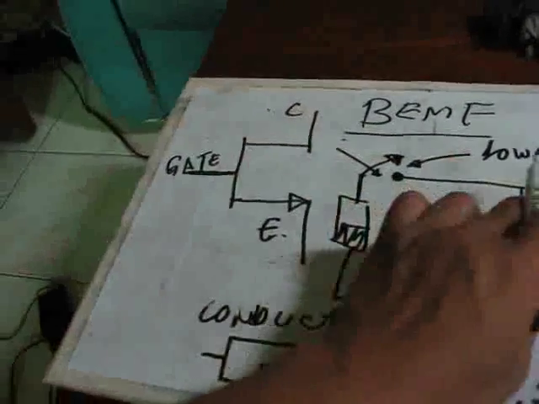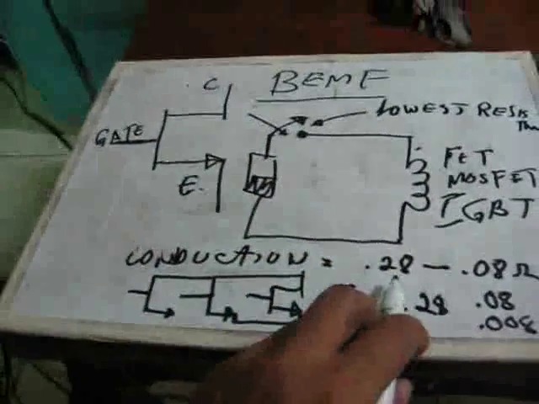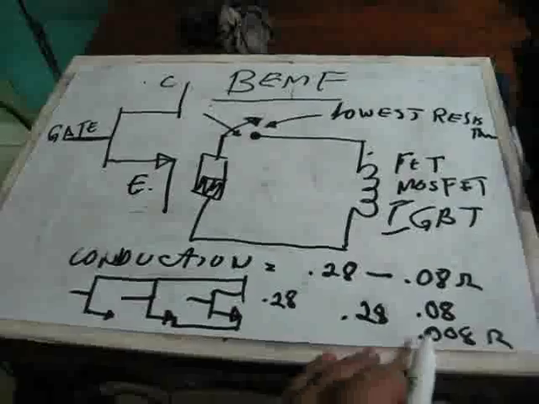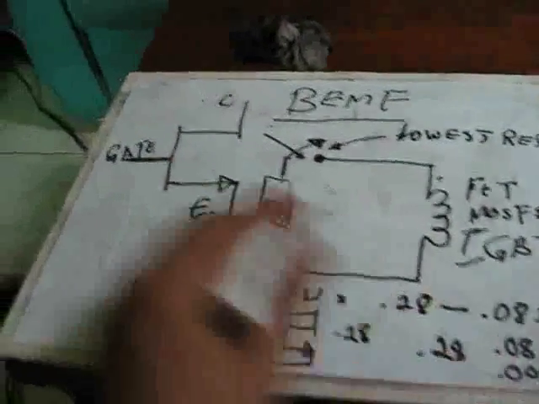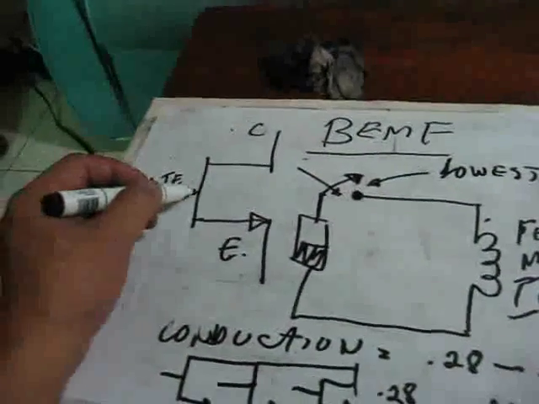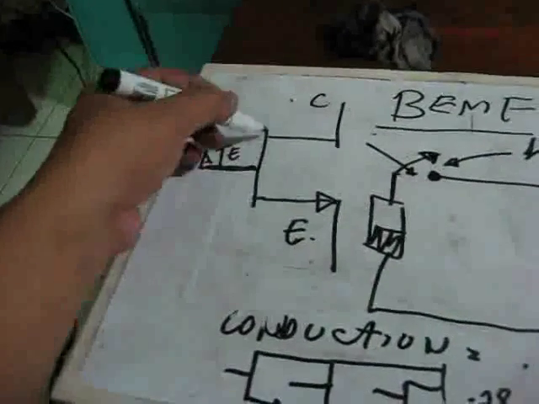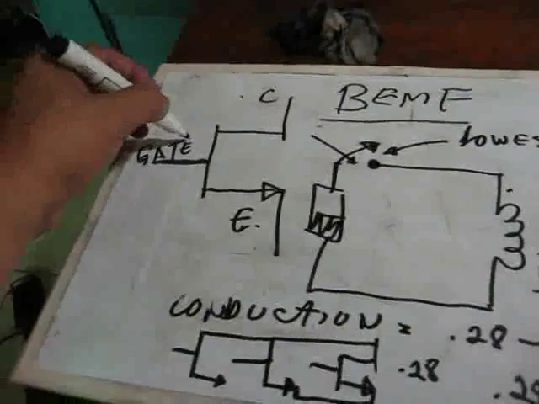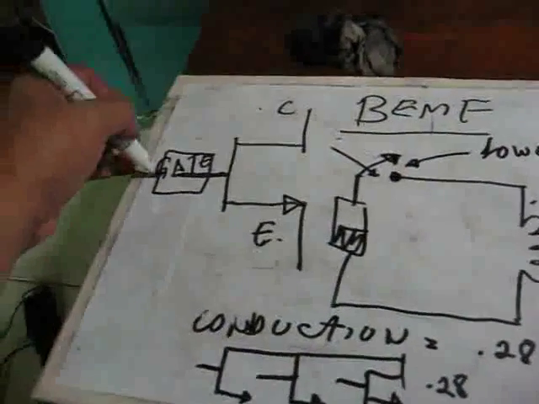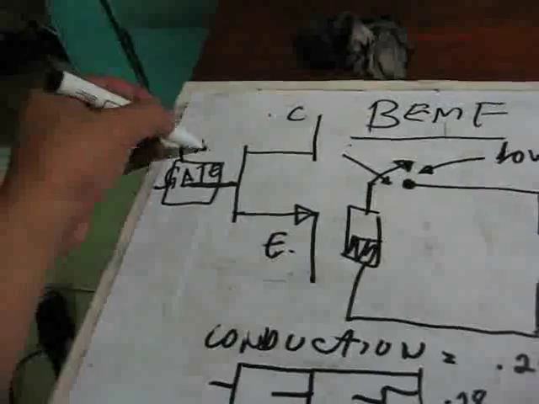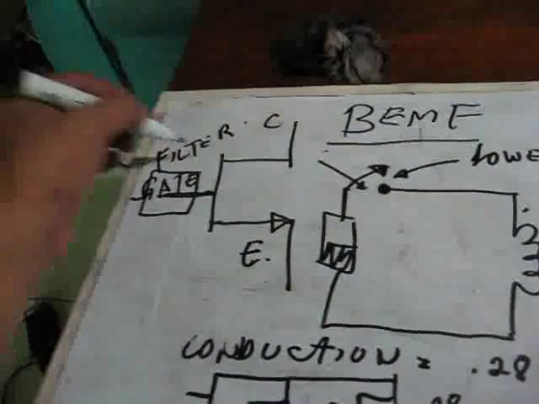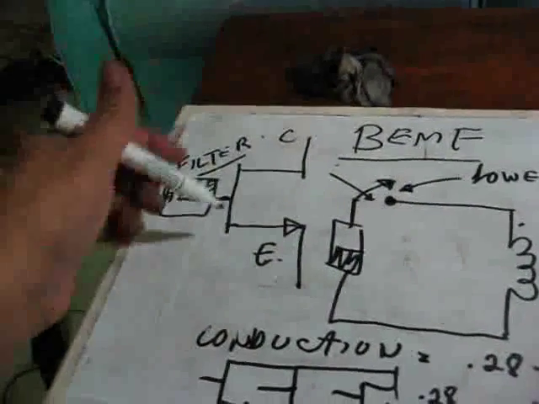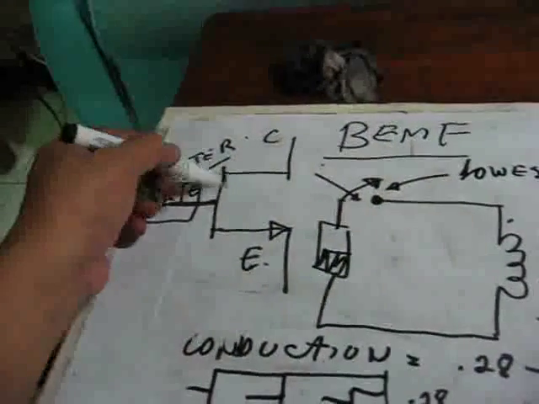A spike created from the 0.08 or 0.008, the gate cannot withstand. It will puncture the gate and the IGBT becomes damaged. So you need to put a filter here. This is called a filter, a buffer, that will protect from the spike going into this section.